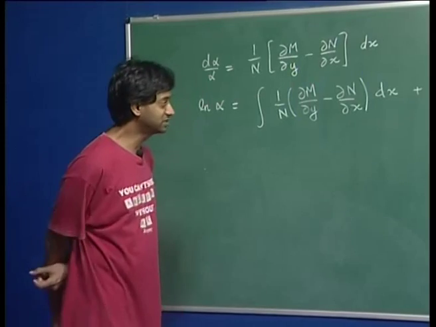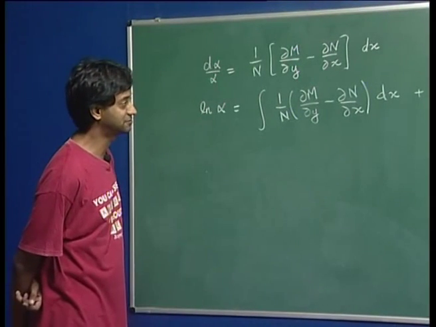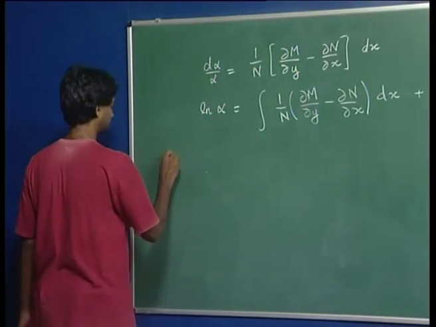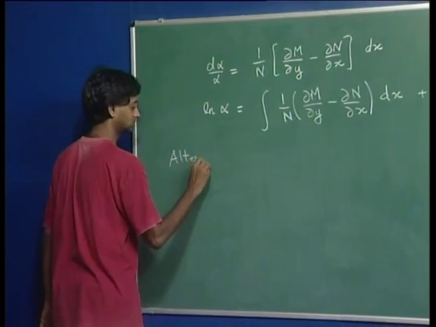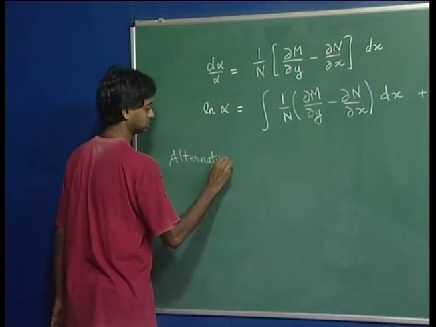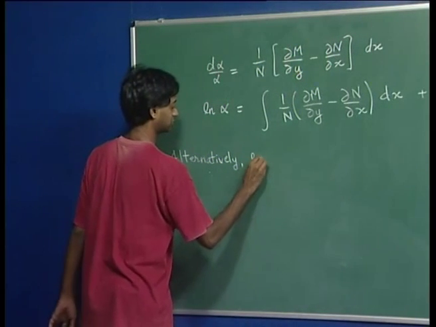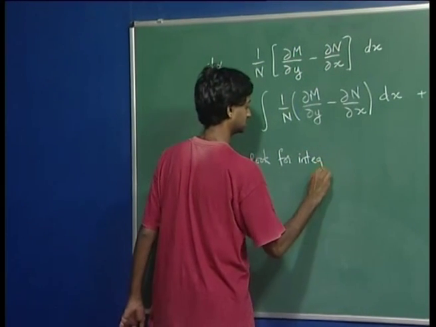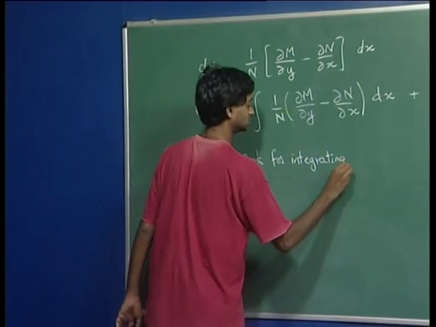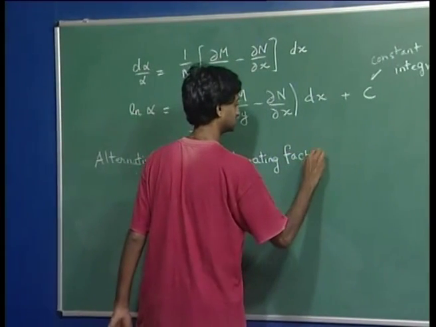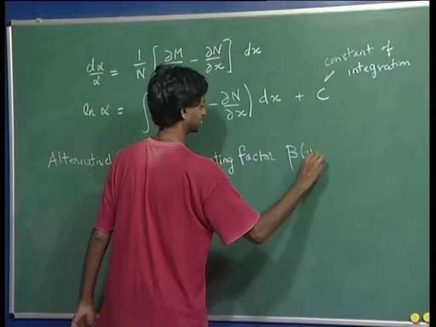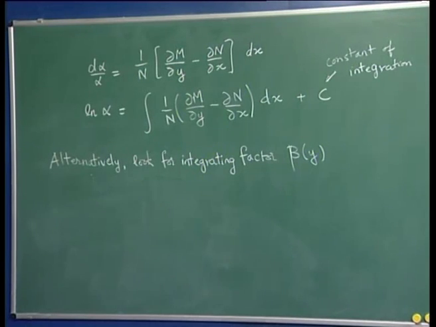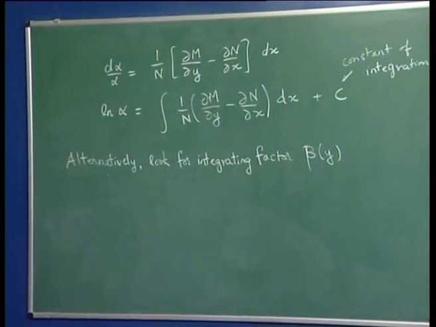Okay. Now, another way to do this, instead of looking for an integration factor that depends only on x, we look for an integration factor. So, alternatively, look for an integration factor beta, which is only a function of y. So, beta is only a function of y, okay. It is independent of x, and you can go through the same arguments.